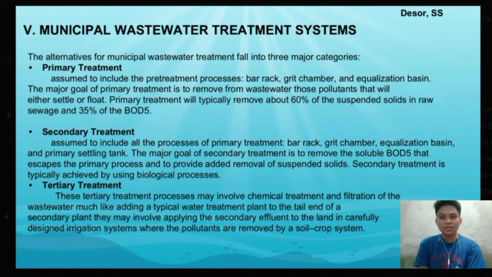or the biochemical oxygen demand. The second is the secondary treatment, whose major goal is to remove the soluble biochemical oxygen demand that escapes the primary process and to provide added removal of suspended solids. It is assumed that it also includes the processes of primary treatment, which are the bar rack, grit chamber, equalization basin, and the primary settling tank. Secondary treatment is typically achieved by using biological processes.